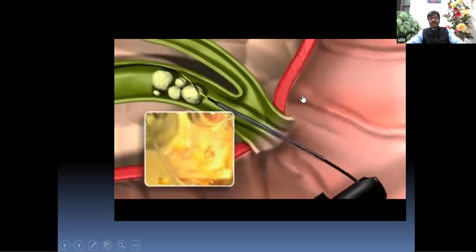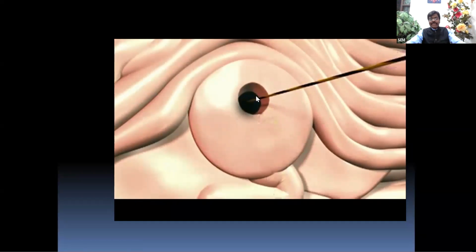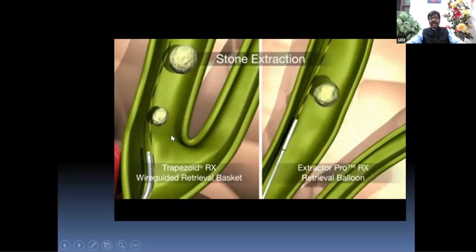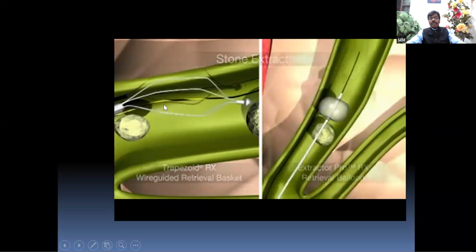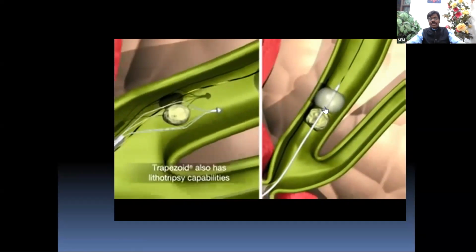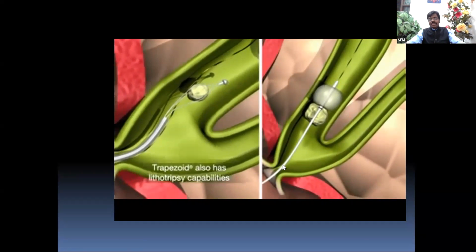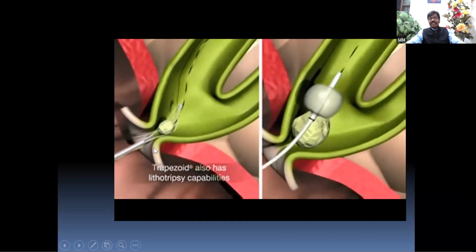So after that, what can we do? We can remove that stone, drop it through the hole which is made. Then you can pass either a balloon, like a Fogarty balloon, or a Dormia basket, grab the stone or drag the stone. So the stone is dropped outside like this. See, very easily you can remove the stone without an operation. So everything is done through the mouth. The endoscopist can treat the gallstone problem without even making an incision. So it is better than laparoscopy in that way.